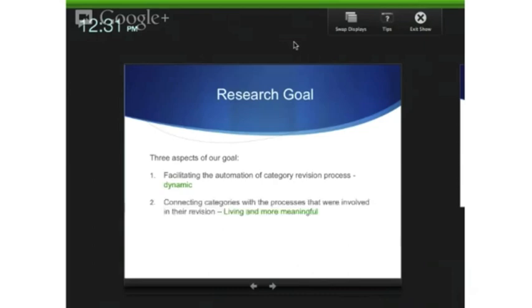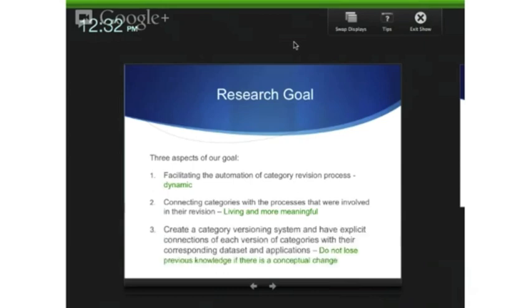The second aspect is to make these categories more living and more meaningful by connecting them to the processes that were involved in the revision. And I believe this explicit connection of categories with the processes involved in the change would tell us the path that a category has gone through during its life, and through that we can track how categories and our own knowledge about them evolved over time.